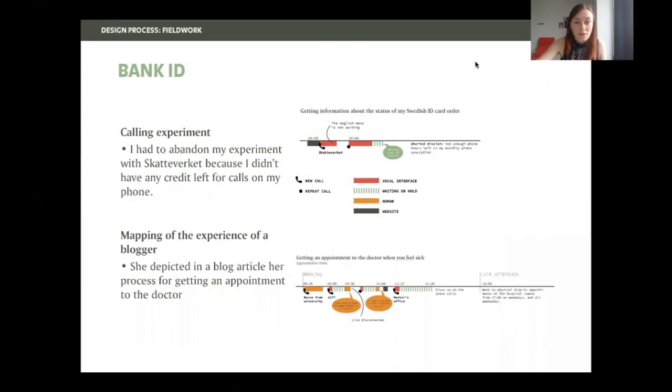I also made the second calling experiment with Skatteverket, the tax agency, but because I didn't have any credit left for calls on my phone, I couldn't finish the experiment and I couldn't even reach anyone.